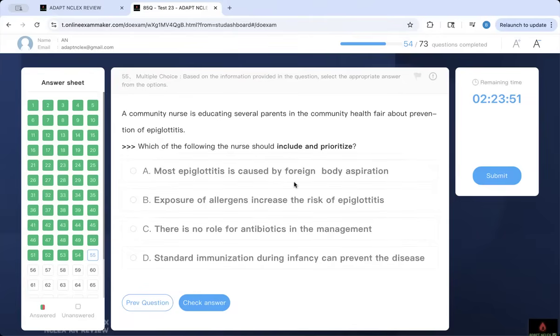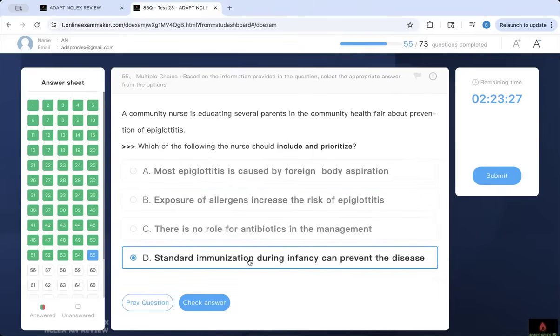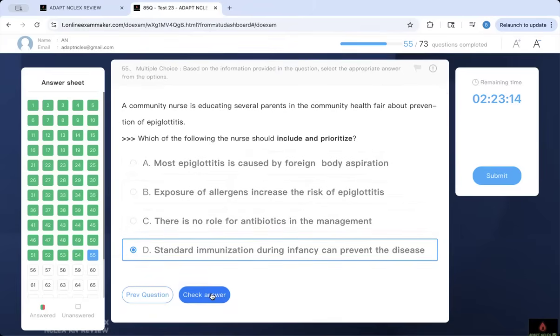Most epiglottitis is caused by a foreign body aspiration. Exposure to allergy increases the risk of epiglottitis. There is no role for antibiotic in management. Standardized immunization during infancy can prevent the disease. What do you think? Which answer choice do you pick? I know you picked this because there's a role for antibiotic. It's not associated with allergy and it's not associated with foreign body. If you have immunization at 2, 4, 6, 8 months, baby will be free from epiglottitis.